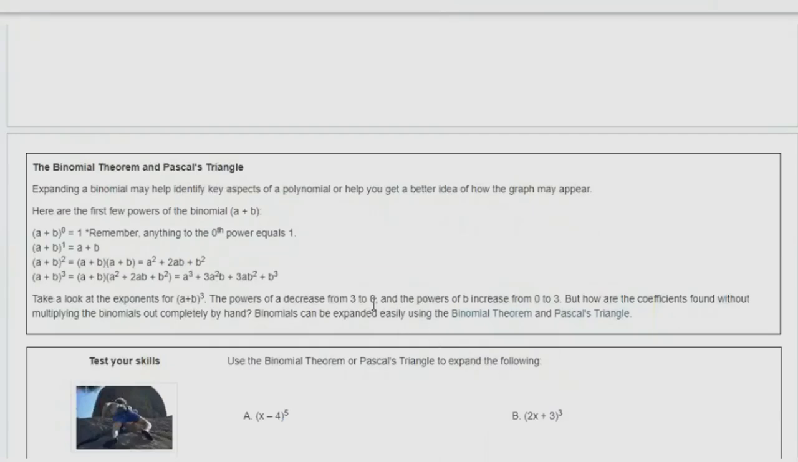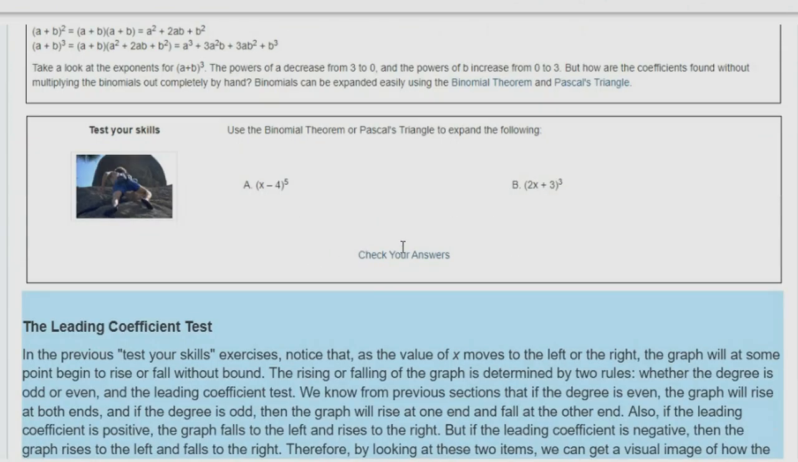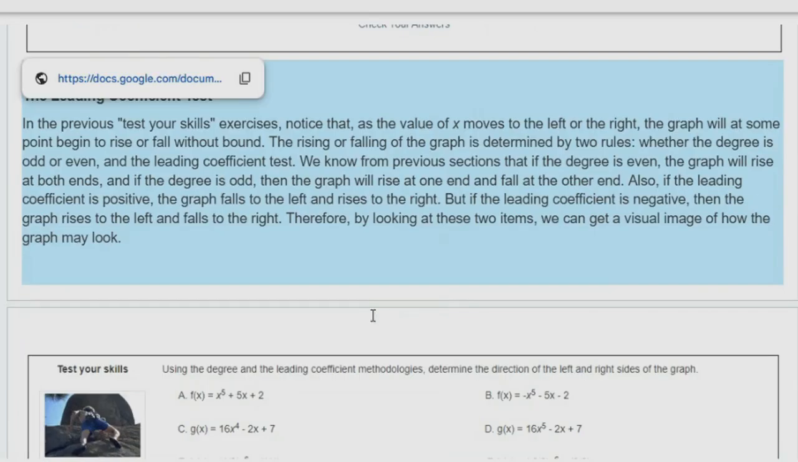So we went over Pascal's triangle. We didn't really cover how this binomial theorem works. So that's why I wanted to get that in our notes. And you can test it on these two to see if you can get the right answers. Check your answers right there.